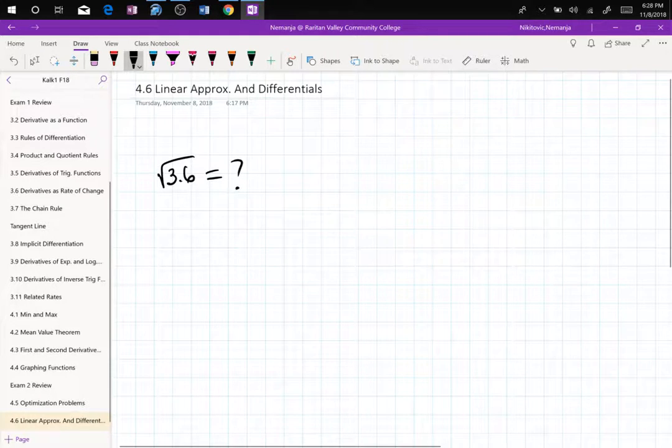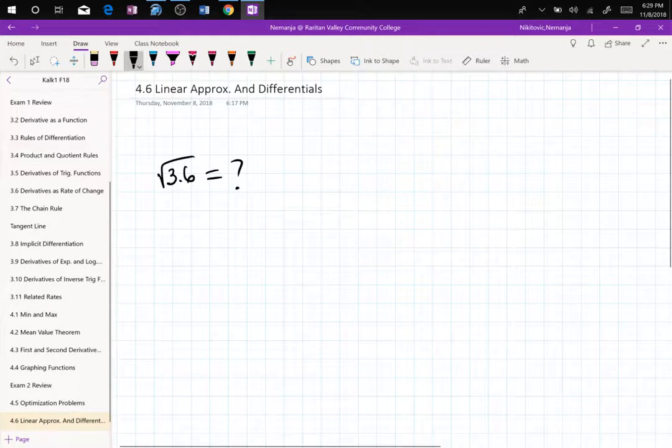0.6. Yeah. We'll see. It's not. Square root of 1 is 1, square root of 4 is 2, and this is in between, so it has to be 1 point something. Square root of 0.36. It's okay. Anyway, so let's just talk about this.